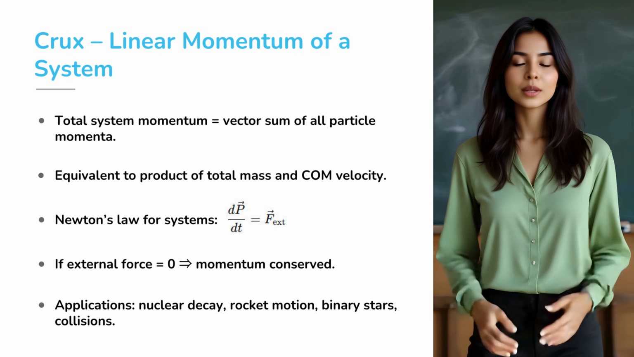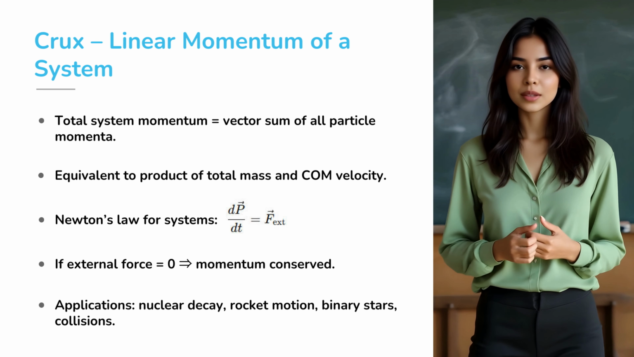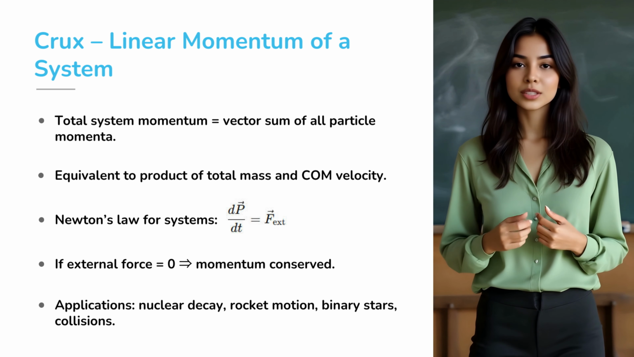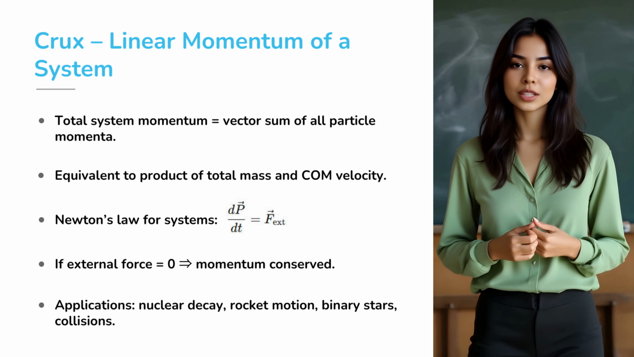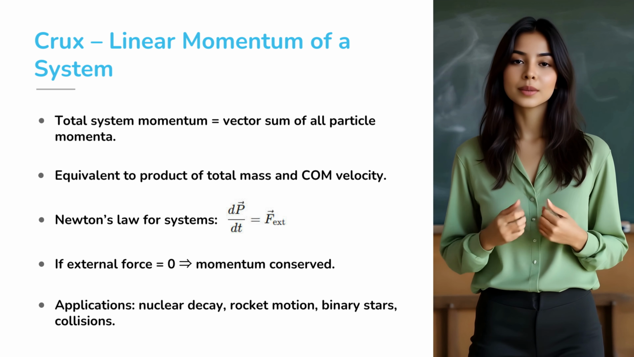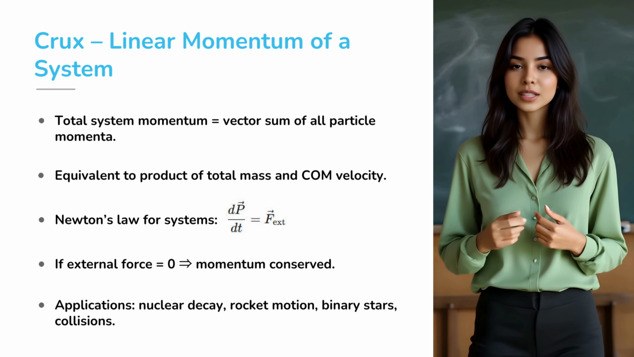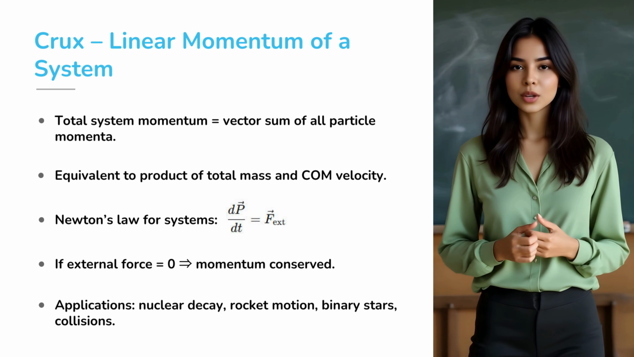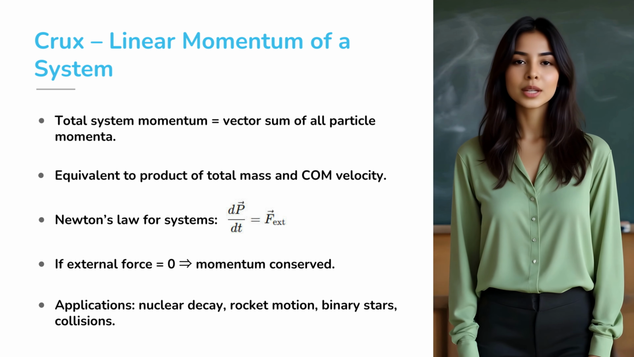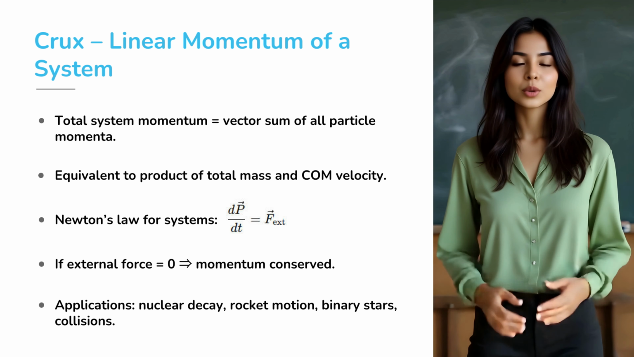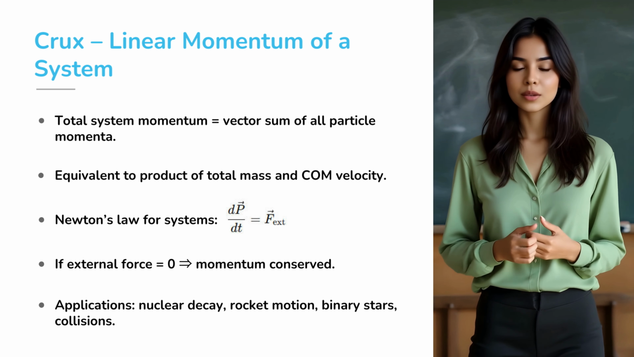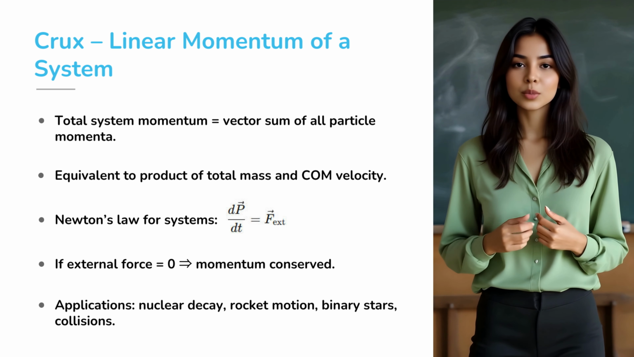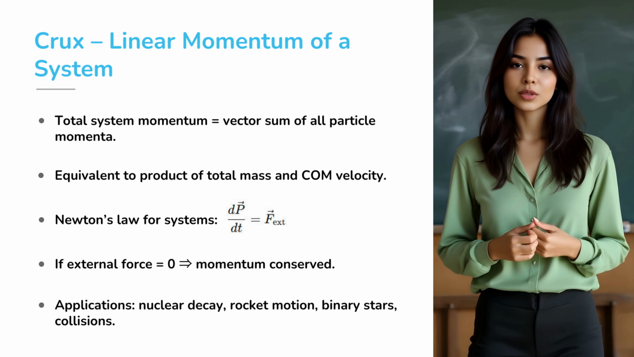So to wrap it up, the total momentum of a system is the vector sum of all particle momenta. It can also be written as total mass times velocity of the center of mass. Newton's second law for systems says dP by dt equals F external, and when no external force acts, momentum is conserved. From exploding nuclei to colliding cars, from firing rockets to orbiting stars, this principle unites the small and the vast under one universal law.